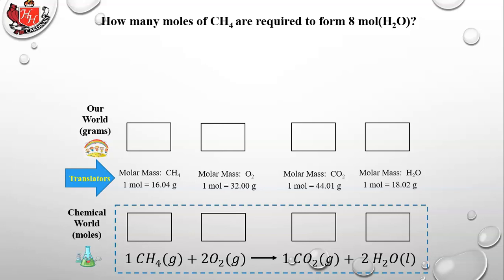That gets you into the chemical equation, which is the chemical world, and that's in that blue dashed box. Then once you've done whatever you need to figure out inside of the blue dashed box, inside the chemical equation, you can use the molar mass, the translator, to come back out and figure out how many grams you have of some substance. Now in this particular example, we're not dealing with grams at all. The question is simply asking, how many moles of CH4 are required to form 8 moles of H2O?